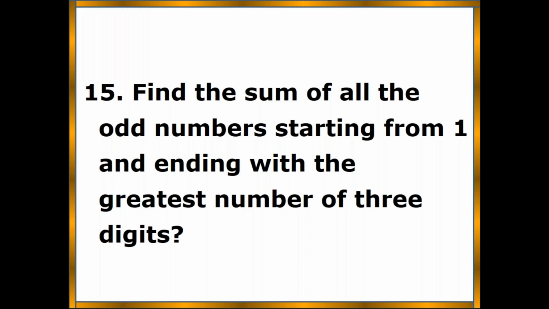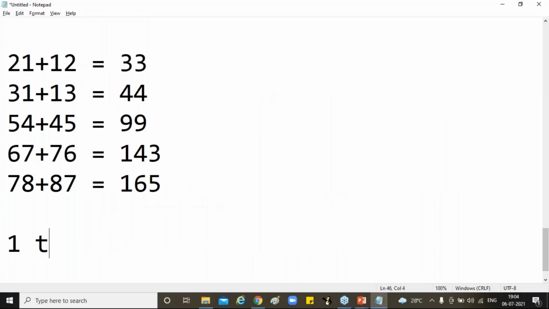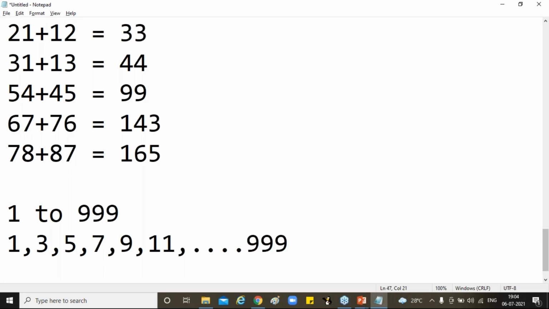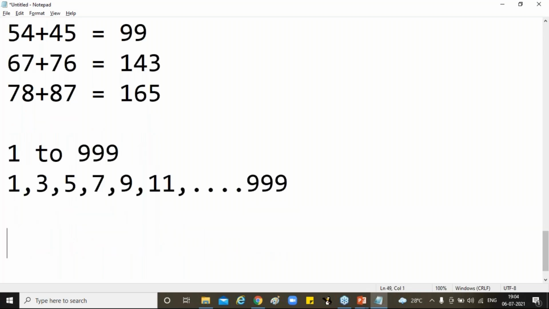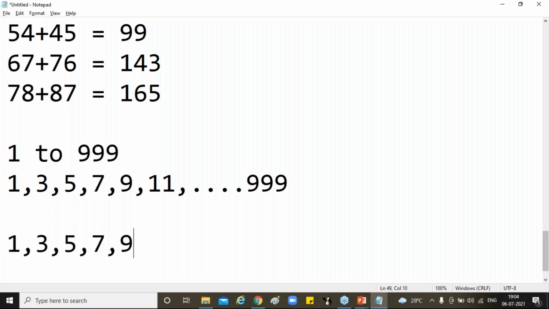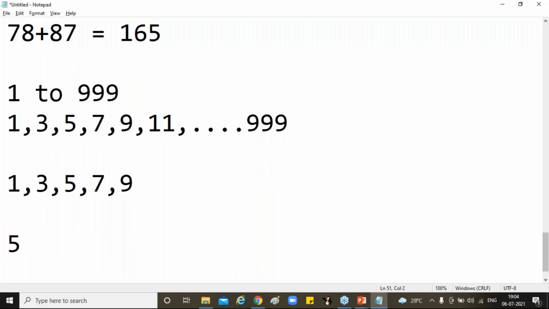So sum of all the odd numbers from 1 to the greatest number of 3 digits, that is 999. So 1 to 999 sum required. Only odd numbers like 1, 3, 5, 7, 9, 11 and so on up to 999. So please understand with a smaller example. For example, find the sum of the odd numbers from 1 to 10. So total, how many odd numbers from 1 to 10? 5 odd numbers. Good.